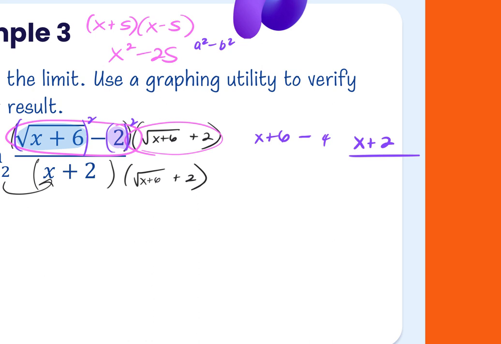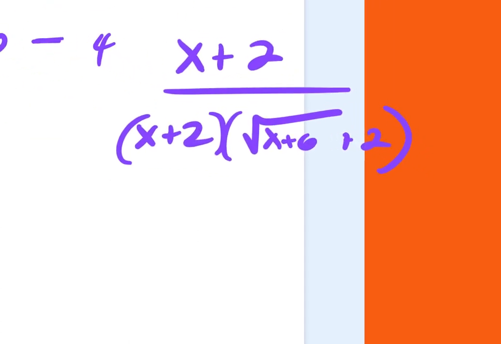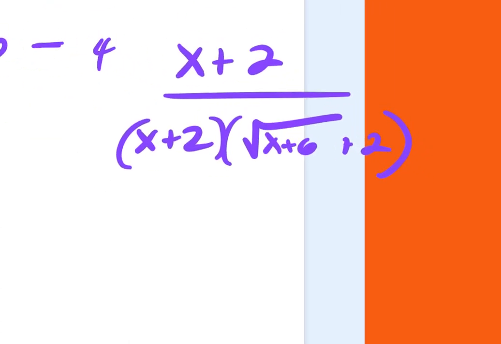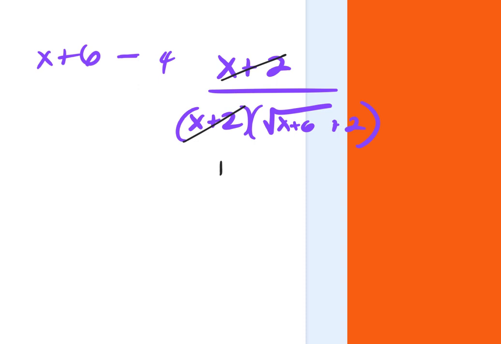So I squared the first term. I squared the second term. I put a minus between them. Now in my denominator, if I leave it without distributing, it looks like this. And notice what has happened. What's in the top and the bottom? X plus 2. So I can cancel that out, and I'm left with 1 over the square root of x plus 6 plus 2.